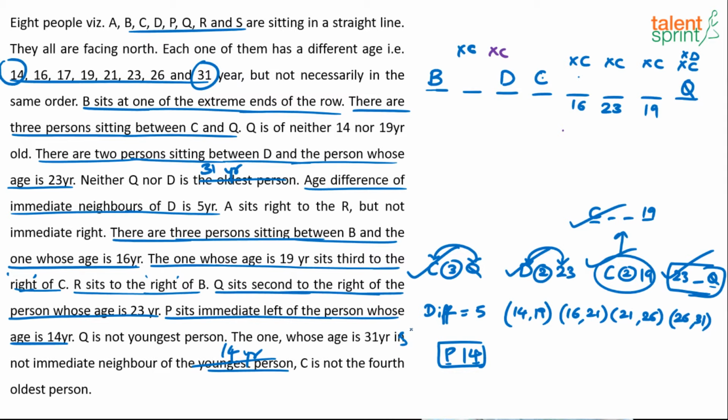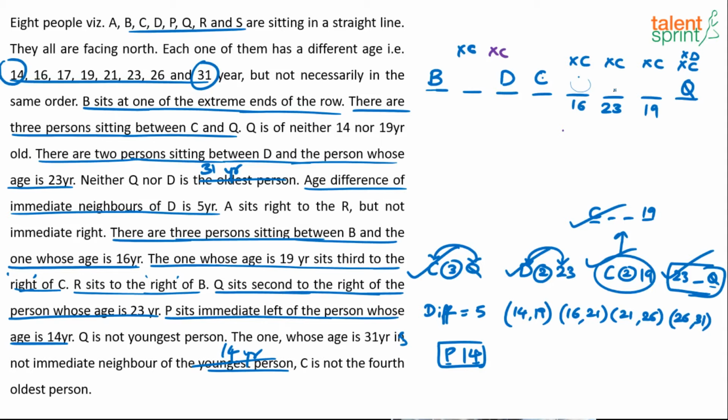Where can P come? P can come here. If P comes here, then this should be 14. Possible. D can be 14 years. Can D be 14 years? Is there any condition given that D is not 14 years or whatever? No, I guess, right? Yeah, so P can come here and D will be 14. Can P come in this position? No, because if P comes here, this should be 14, which is 23. So P cannot come there.